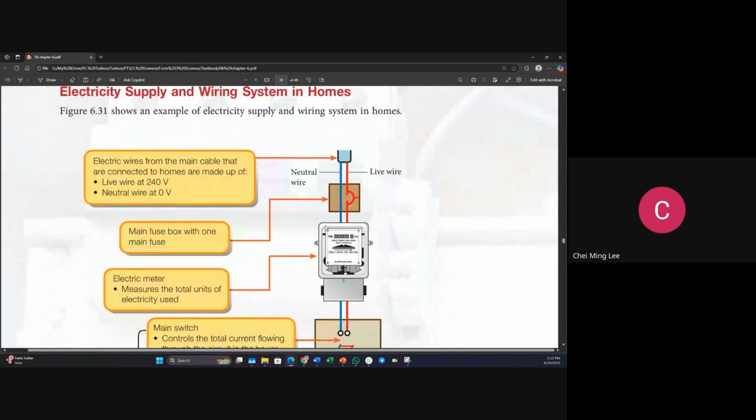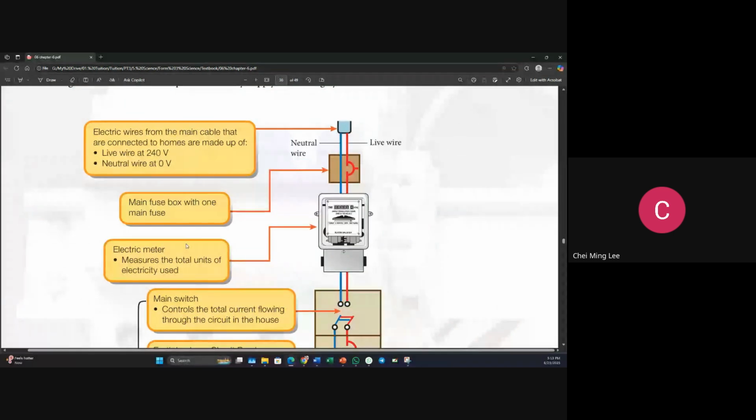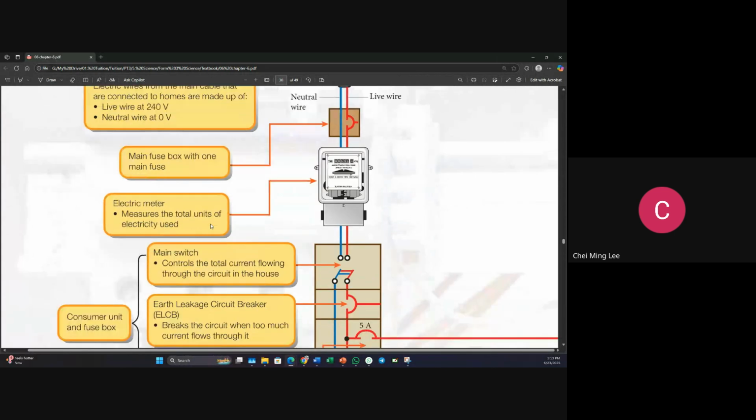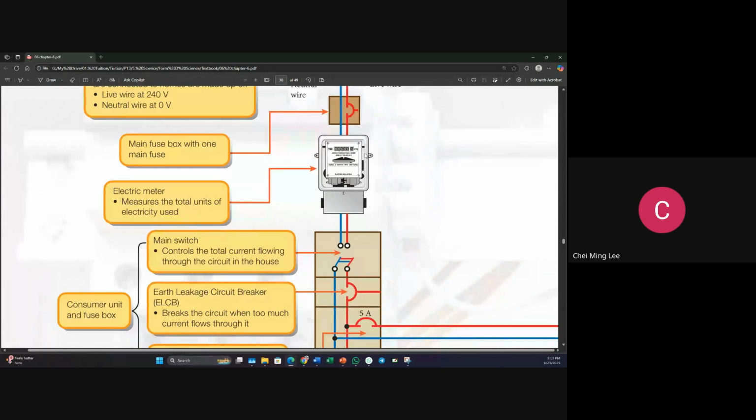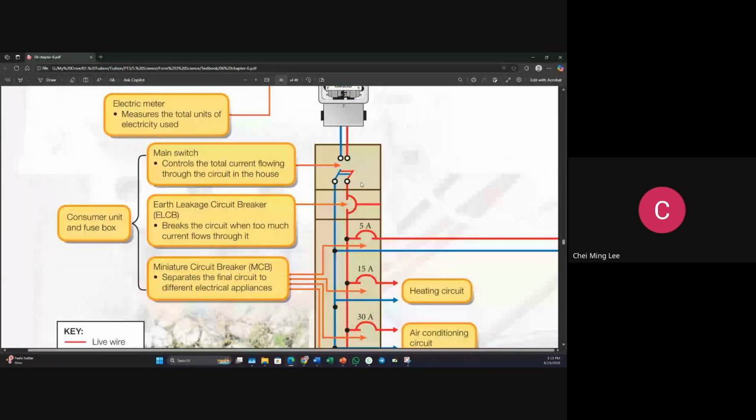Then we go to a main fuse box with one main fuse. Normally, if you are using three-phase, then you have a main fuse box with three main fuses. Then they go to an electric meter. From the electric meter, they go to a consumer unit, the white color unit, the plastic box. Normally inside your house, at your living room, you will see one white color box. We have the main switch, the one you switch off when there is any electric shock or something wrong. It controls the total current flow through the circuits in the house.